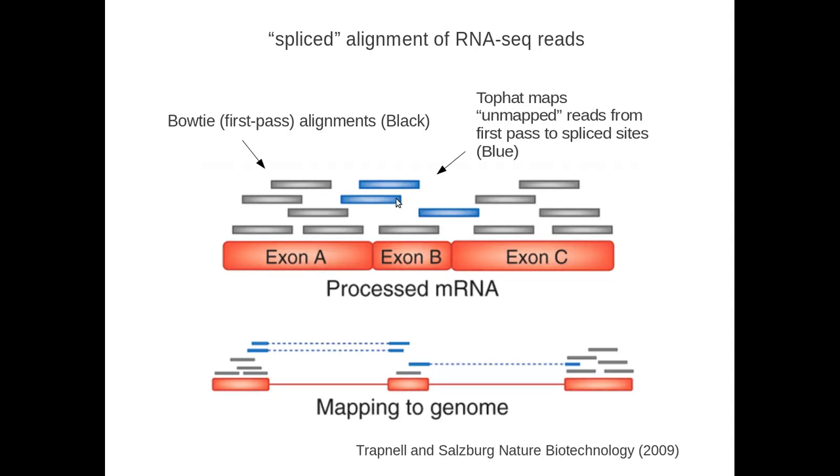Try to make sure that you can wrap your head around the fact that the blue reads will not map to the reference genome in a straightforward fashion, because they're split by introns, which are spliced out in the molecule that we're sequencing.